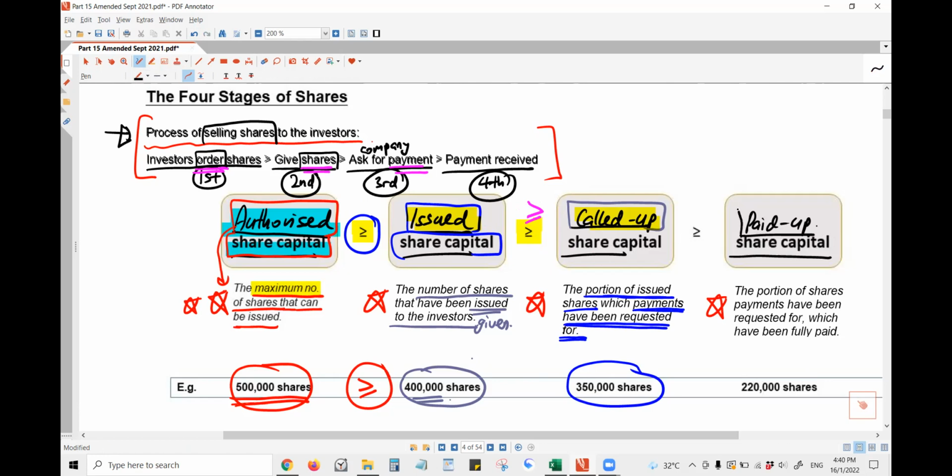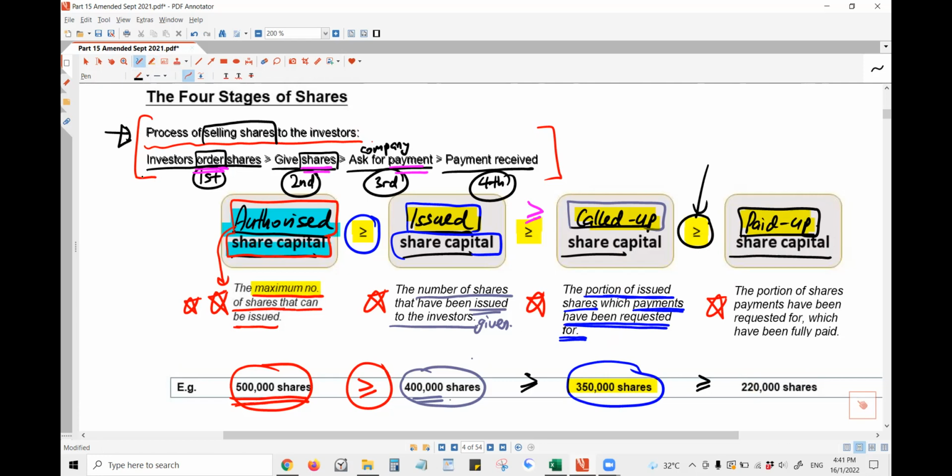Lastly, the last term, pay up share capital. This is the portion of shares which have been paid by the investor. Therefore, logically, it should be lower than or equal to call up share capital as well. Let's say call up share capital is 350,000 shares. This is the portion of shares which you have asked the investor to make payment for. And logically, pay up share capital must be lower. You cannot collect more money than what you have requested, right? Therefore, you have this sign here. It could sound confusing, but that's the logic behind it.